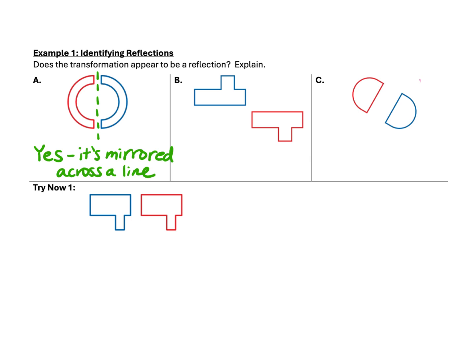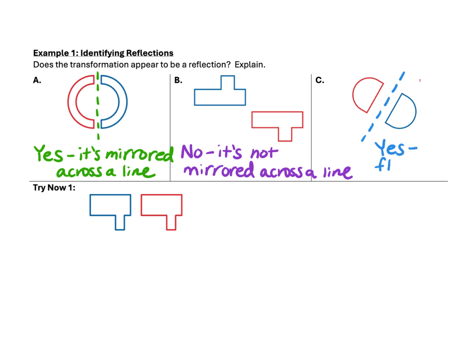For part B, you can see that that is not mirrored. There's nowhere I can draw a line. So this is going to be not a reflection because it's not mirrored across a line. And then for C here, this one is a mirror, but the reflection line is diagonal like that. So this is a reflection because it's flipped or mirrored across a line.